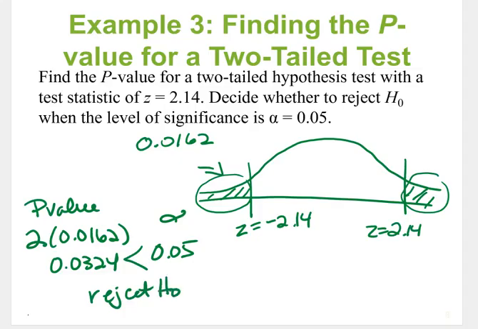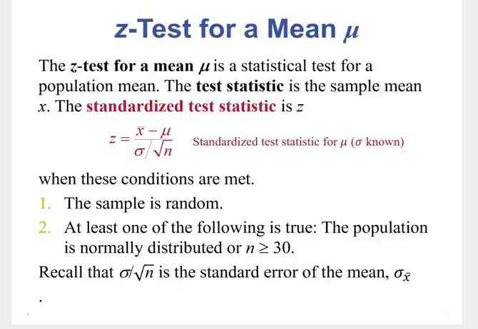That's kind of the end of the hypothesis testing. I just wanted you to see that final product. Now, how do we find these z values, these z test statistics that they were giving us? That's our next step. How do we do that?